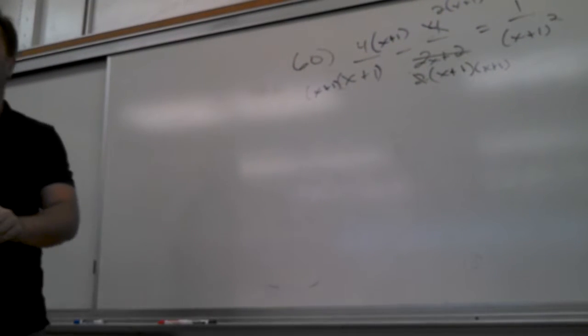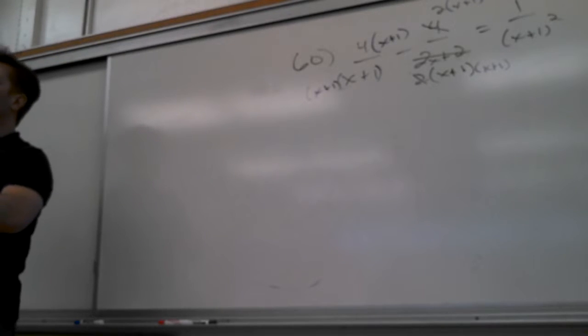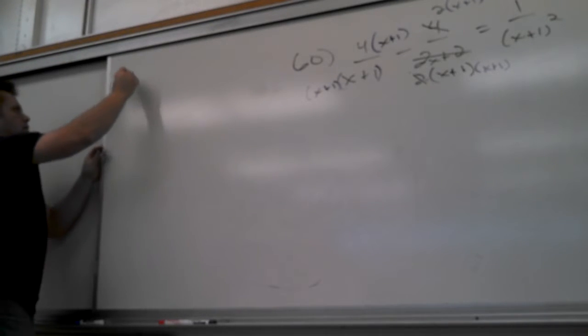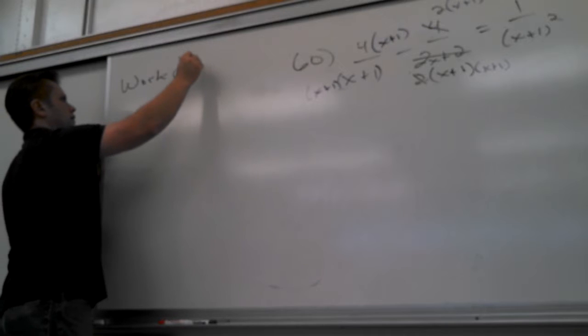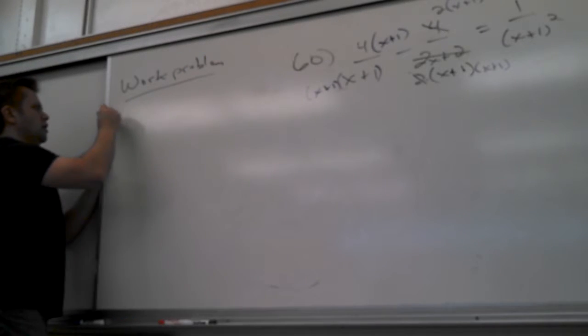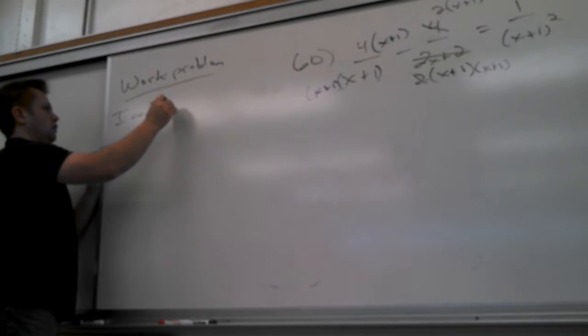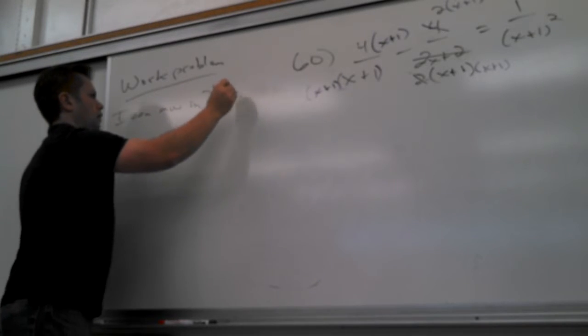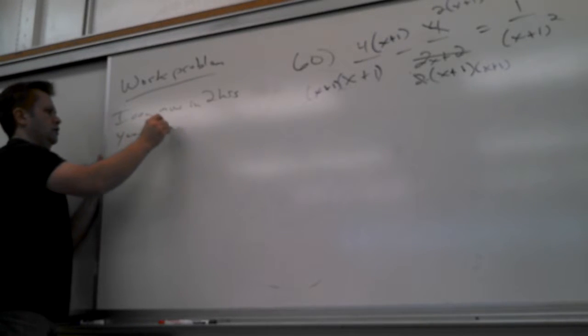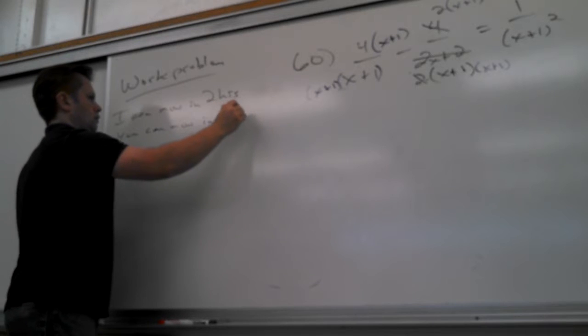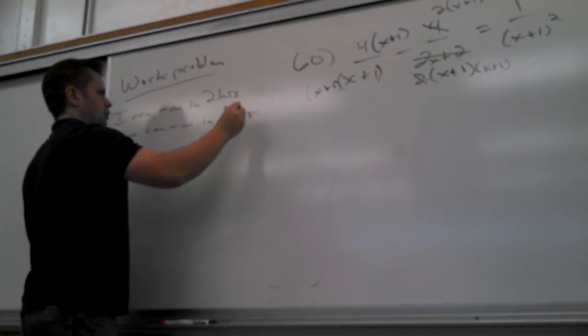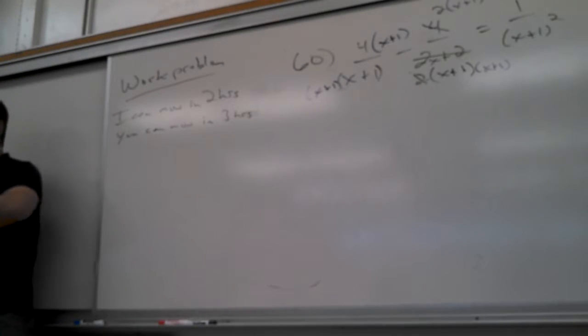So let's get into the word problem stuff. There's one weird kind of word problem. Let me talk about it real quick. It's called a work problem. And this is the one that says like, I can mow a lawn in 2 hours, and you can mow the same lawn in 3 hours.